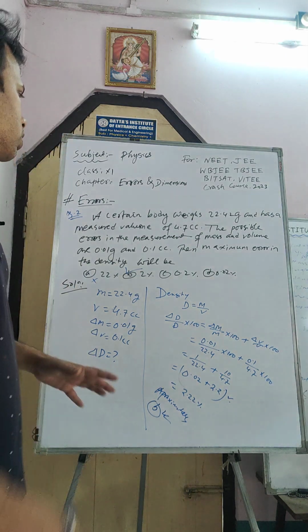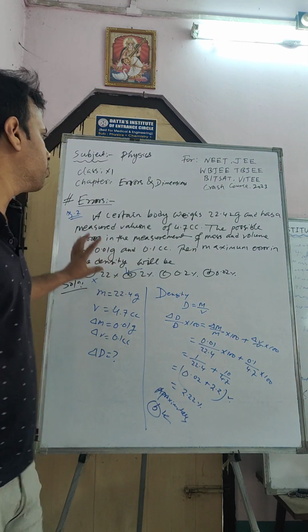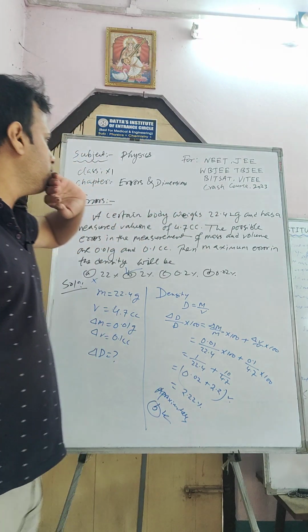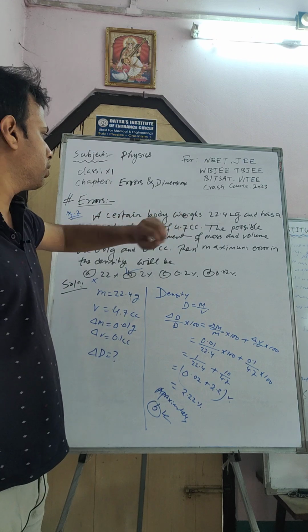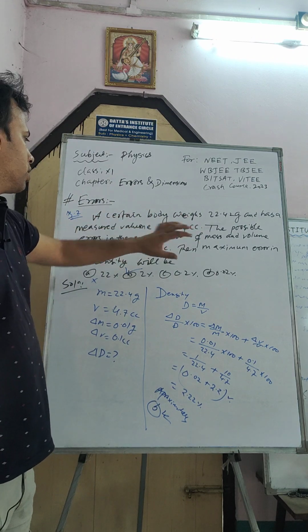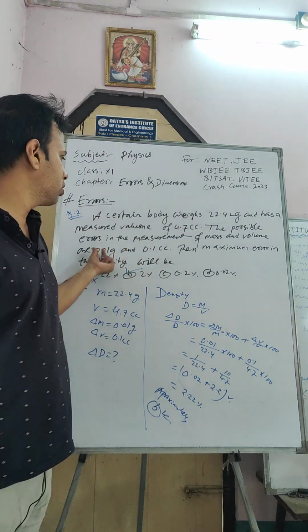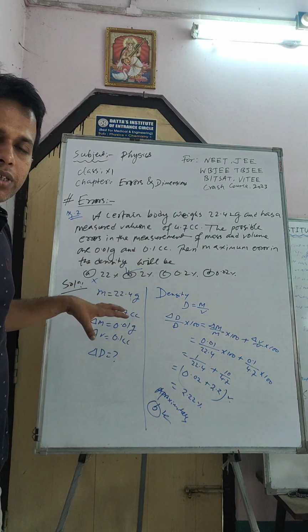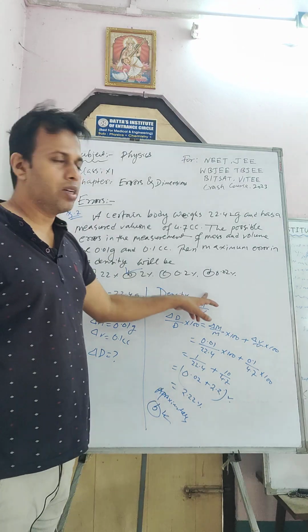So this is the question. Here is what is given: a body has a mass of 22.4 gram, 42 gram, and volume is 4.7 cc. The possible error in the measurement of mass is this one and volume is this one. This one is the error del M and this one is del V. So we have to find out the density. So what is the formula of density? Density D equals M, mass, by volume.